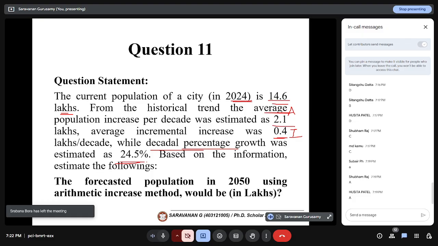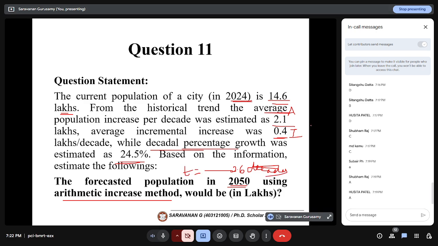Based on the information, we first need to use the arithmetic increase method and forecast the population of 2050. So 2024 to 2050, how many decades are there? 2024 to 2034, 2044, 2054, sorry, 2.6 decades is the t value, right? So simply multiply with the 2.1 lakh. That is the arithmetic value. So 2.6 into 2.1, that is my increase. Add with 14.6, I can get the 2050 population. Today's population is 14.6 lakhs plus 2.1 into 2.6.